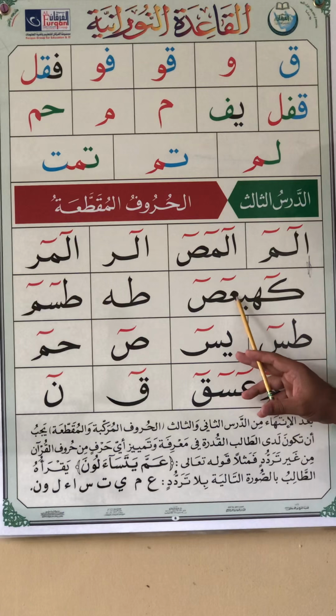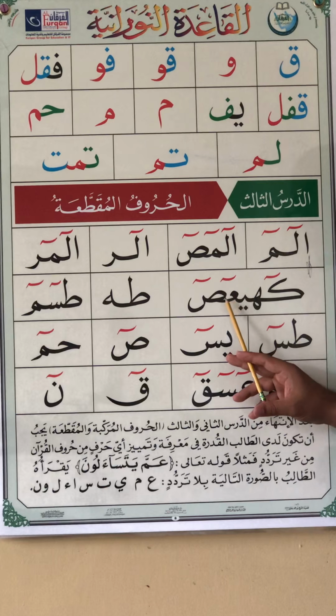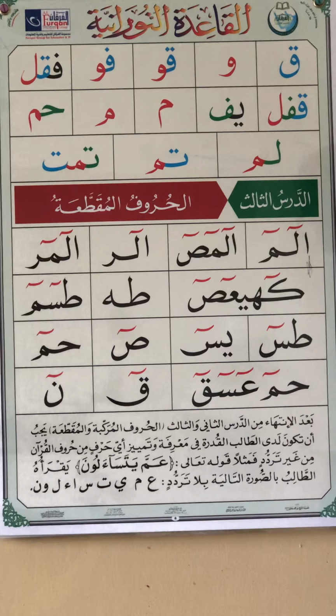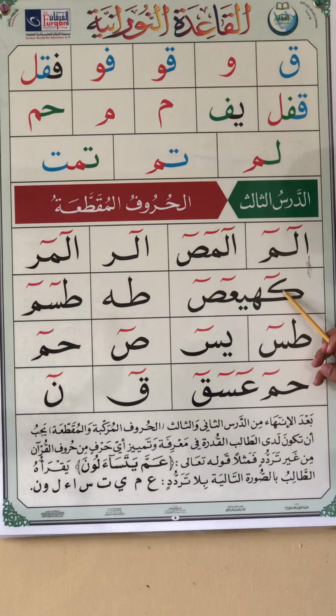Then ayn, sad. I stretch the ayn, then the sad. Very easy. Let's say it one more time. Kaf ha ya ayn sad. Very easy. You need to stretch the three letters: kaf, ayn and sad.